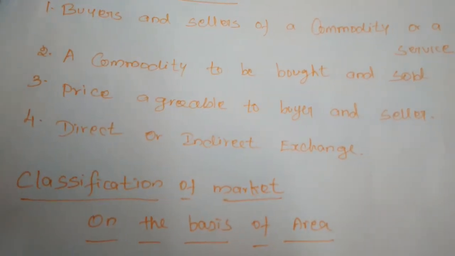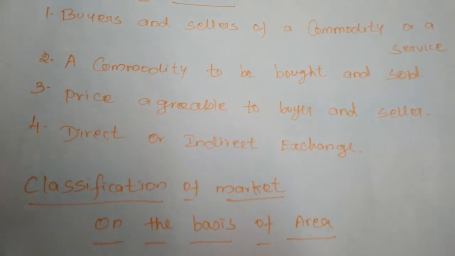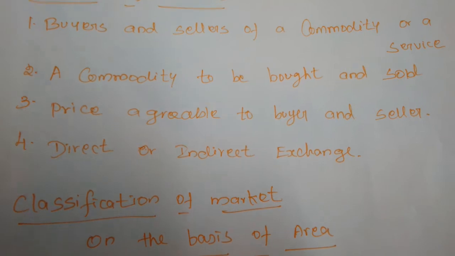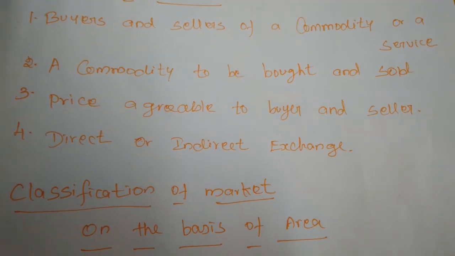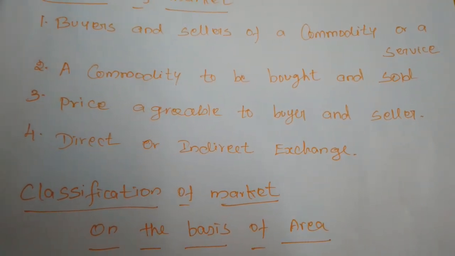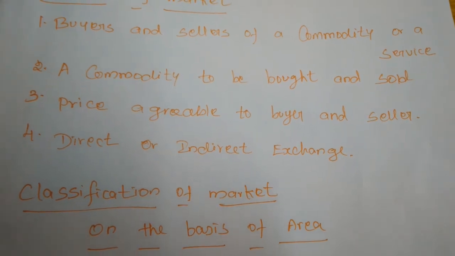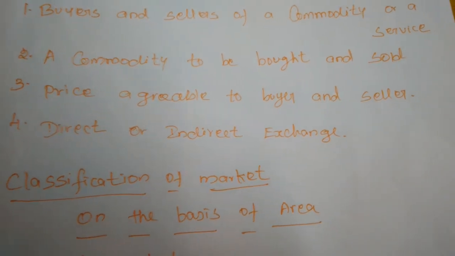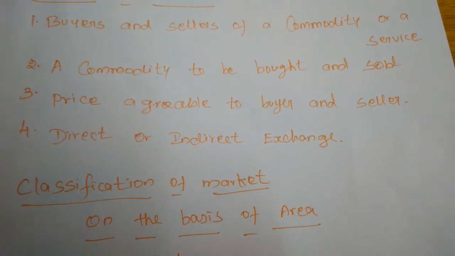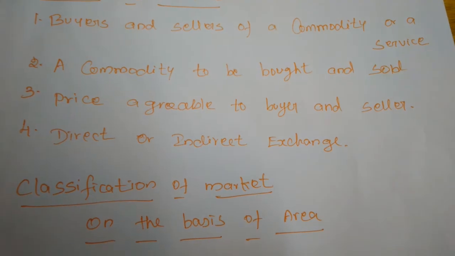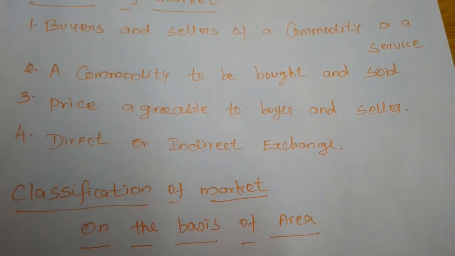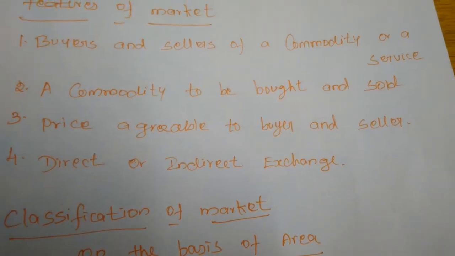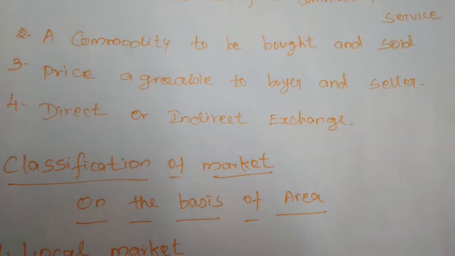Next, the price agreeable to buyer and seller. If the commodity is going to be sold, the price is fixed by the buyer or the seller, but it must be agreeable to both the buyer and the seller. Next, direct and indirect exchange. Normally, in some markets the exchange of commodities happens directly, and sometimes indirectly. In the online market and many other markets, the exchange activities function indirectly.